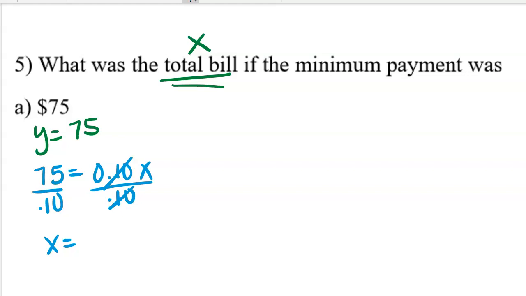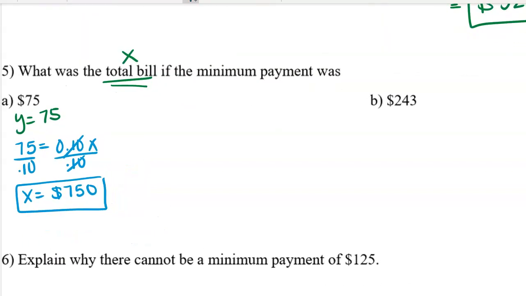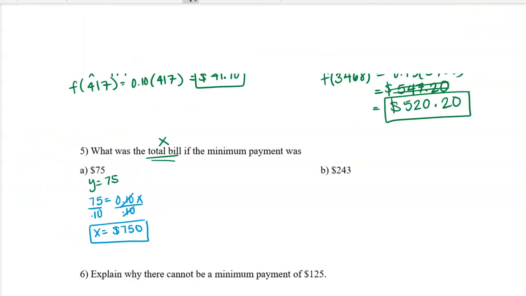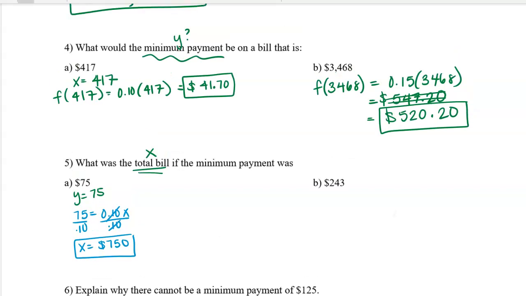All right, Haley, whenever you have a number, let me know. 750? 750. Jake S., do you confirm with Haley? Yeah. Yeah, perfect. So if your payment is $75, students, that means you have to owe the credit card $750. Okay, next part. This part, $243 is how much your payment is. What is the credit card bill?